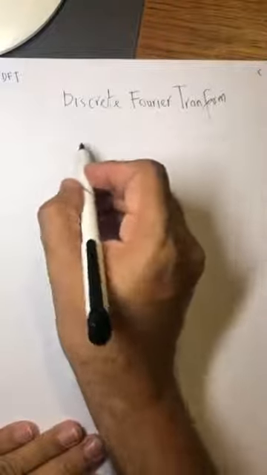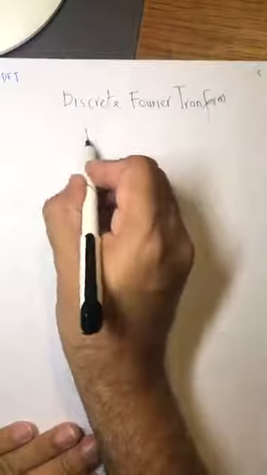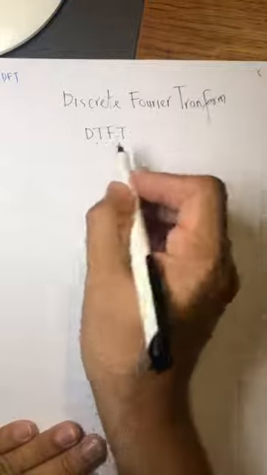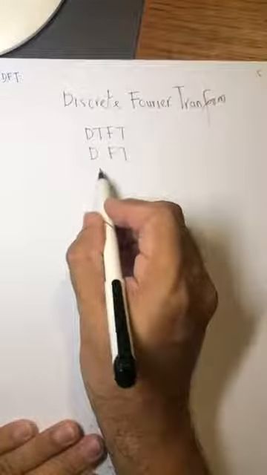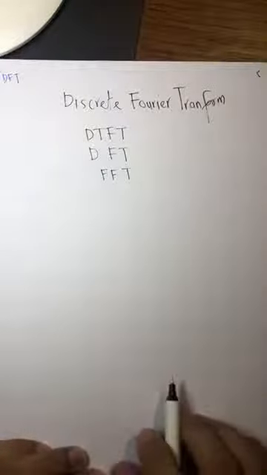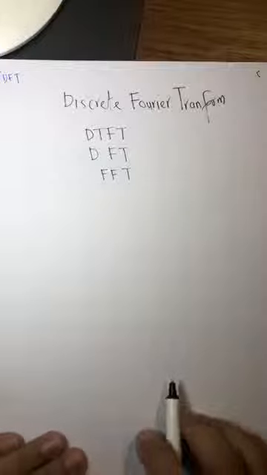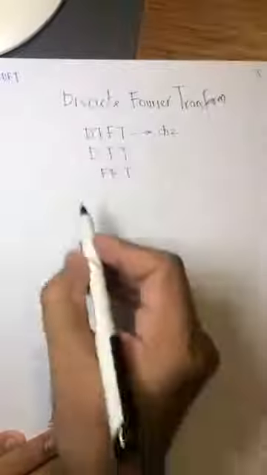It's a little bit confusing, the terminology used in the book or in signal processing, because we have one, the discrete time Fourier transform, the other one, the discrete Fourier transform, and the third one, the fast Fourier transform. So you need to know these three different terminologies. The discrete time Fourier transform is what we studied in chapter number 2.